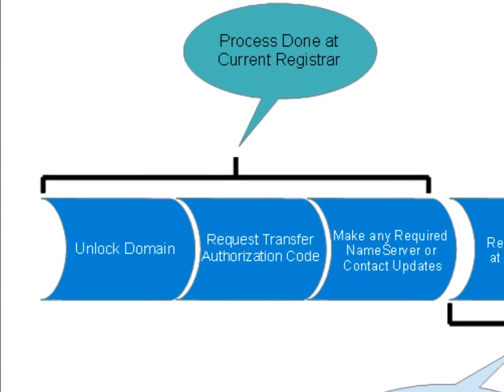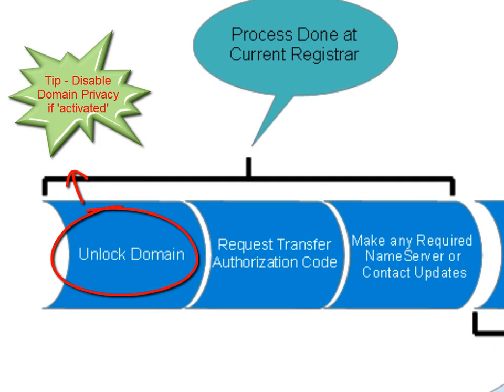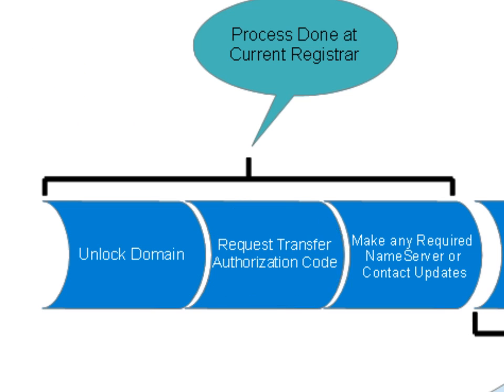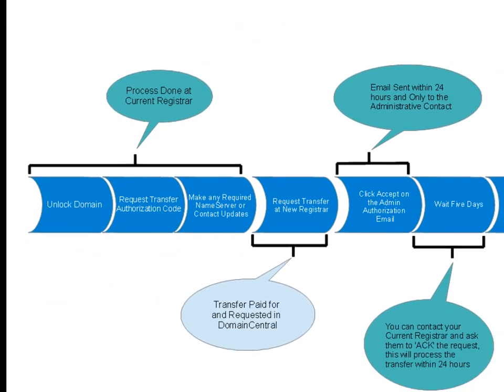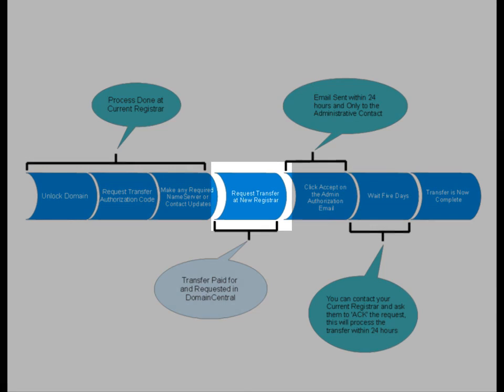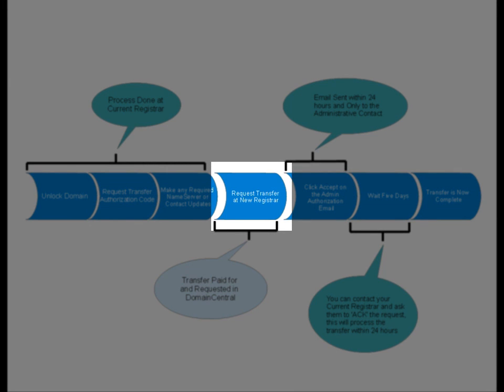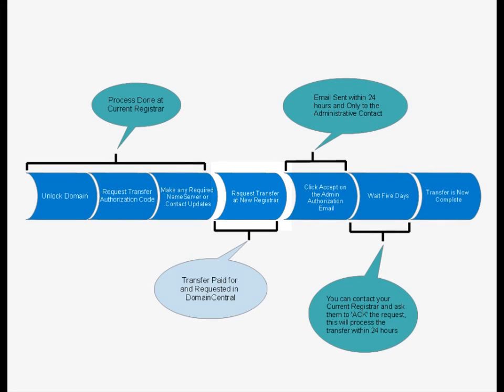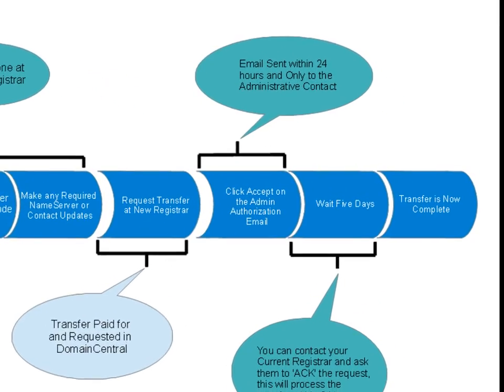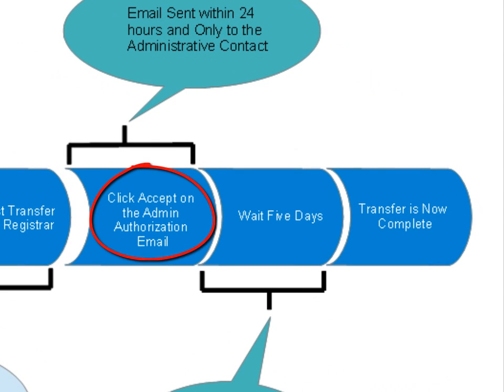First, the process will require that you unlock your domain at your current registrar, request a transfer authorization code, and make any required name server or contact detail updates. Then, you'll request that your domain be transferred and pay a fee in Domain Central. Third, you'll click Accept within the admin and authorization email, and then finally, you'll need to wait 5 days for your request to be processed.